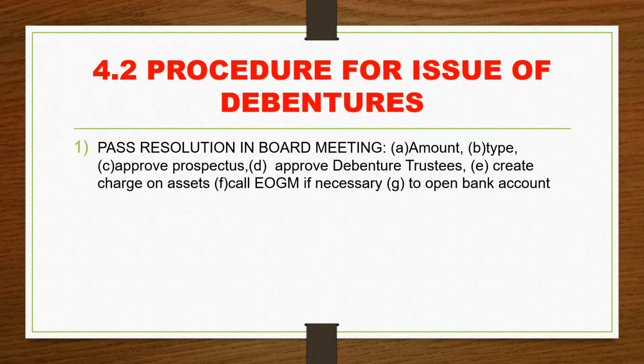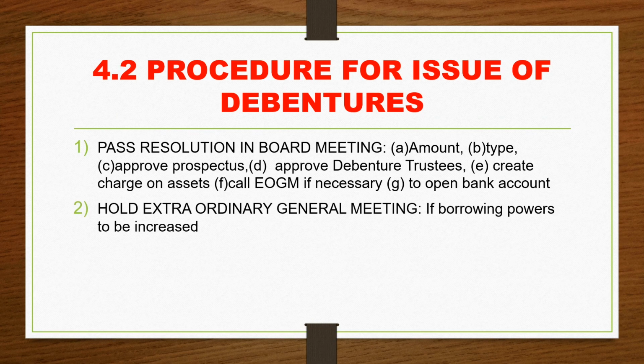These debenture trustees are appointed so as to enable the creation of a charge on the assets of the company. They also call for an EOGM, that is, extraordinary general meeting, if necessary. This extraordinary general meeting is to be called if the board of directors decide to increase the borrowing powers of the company. In this meeting, a resolution is also passed to open a bank account. In this bank account, the investors have to deposit their application money for the debentures.